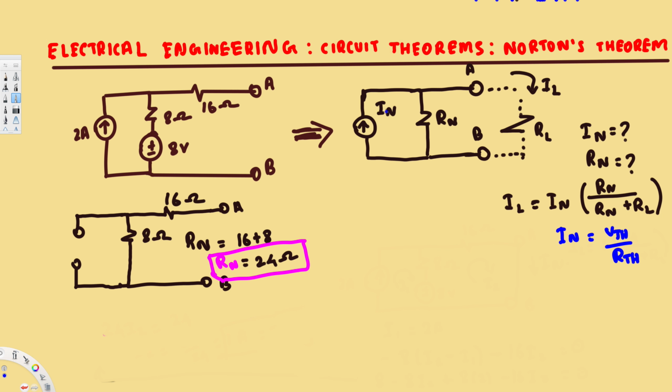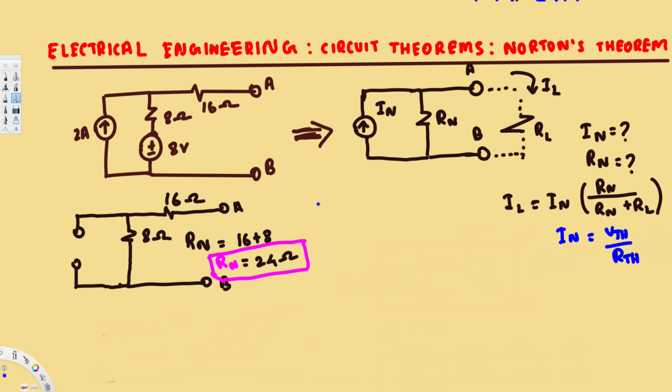Both of them are in series, so we added them together and we got 24 ohm. And to find the I Norton, what we do is we connect this A and B terminal and we find the current across this one using mesh analysis or whatever method is easy according to the situation. Here mesh analysis is easy.